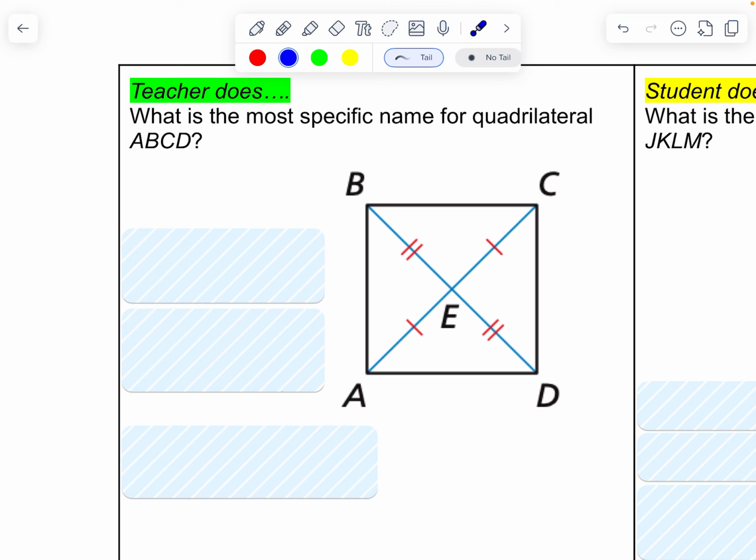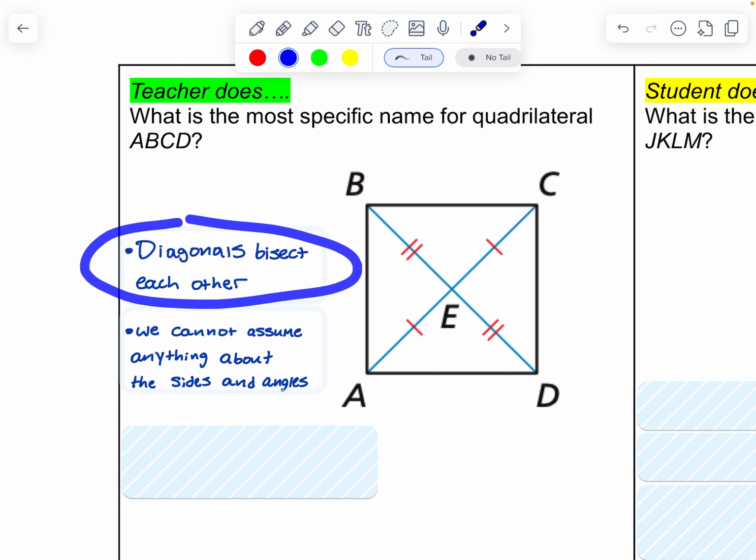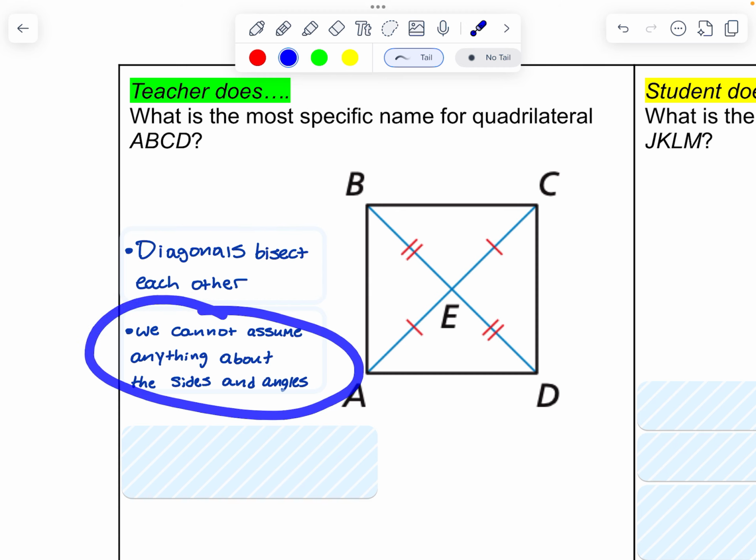Now, are these angles 90 degrees? Maybe. Is BC congruent to AB and AD and CD? Maybe. I don't know. The problem doesn't give me enough information, or not necessarily enough information, but it just doesn't give me that information. All I know is that the diagonals bisect each other. I cannot assume anything about the sides or the angles because I wasn't given anything.